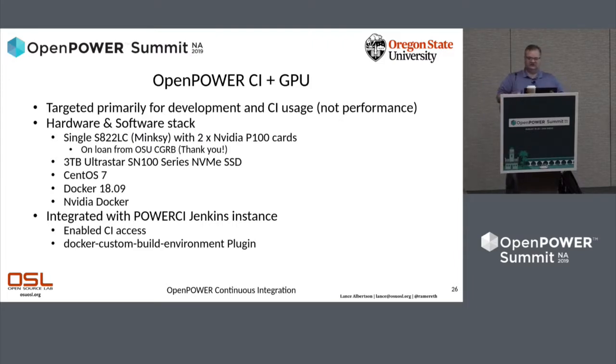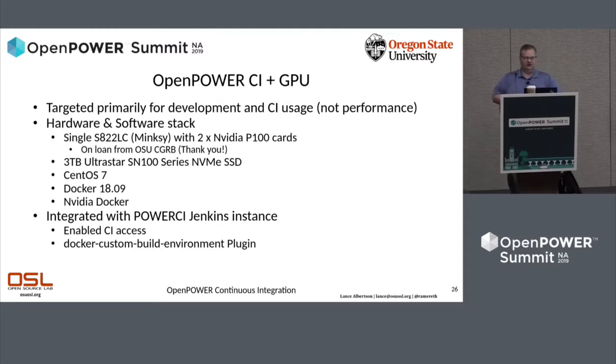So something else that we did is we worked with the CGRB to get access to one of their systems so that we could do CI on GPUs. So this is just doing development or CI usage, not performance per se. So the hardware stack is we have a loaned Minsky from the CGRB that has 2 P100 cards in it. We don't need the latest and greatest, we just need something that has the GPU so they can do tests with it.